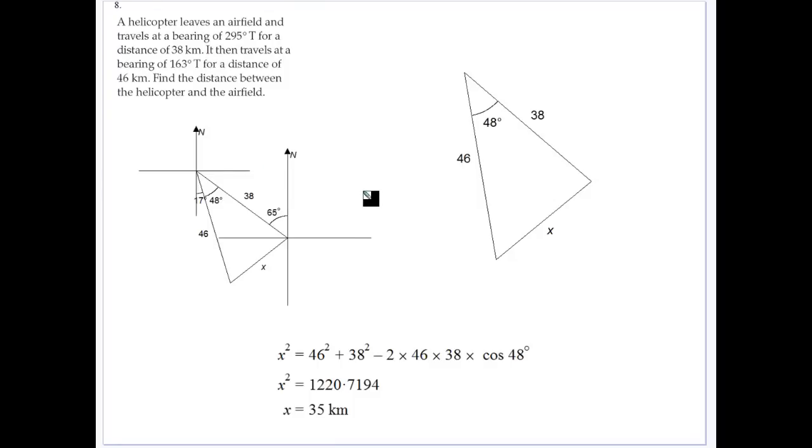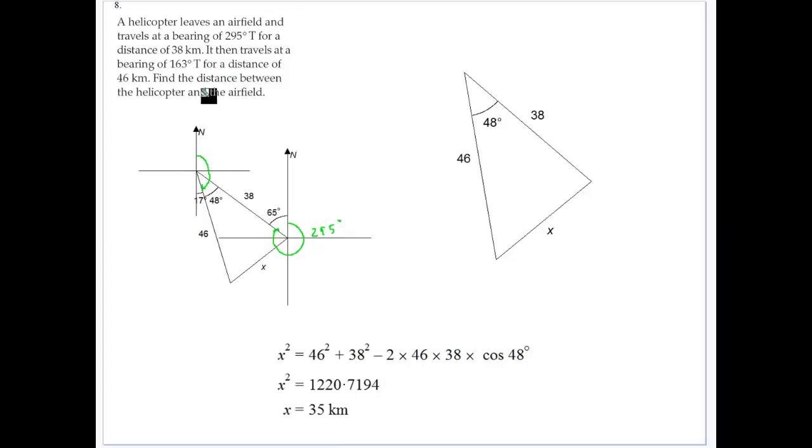So this time, a bearings question. We've got a helicopter. It leaves an airfield at a bearing of 295. So there's our 295 around there. That's where we got the 65 degrees. Round to there, it travels for 38 kilometres, and then travels at a bearing of 163. So that would be 163 around there, for a distance of 46 kilometres. Find the distance between the helicopter and the airfield.